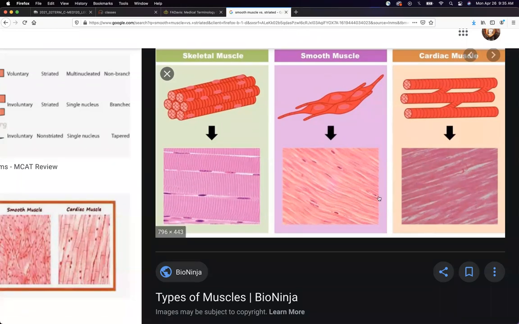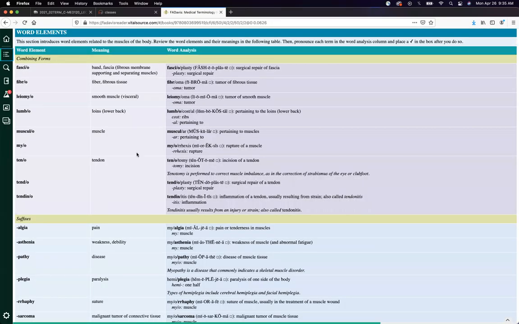And smooth muscle, if I had a tumor of smooth muscle, that's called leiomyoma. And if it was a malignant tumor, leiomyosarcoma, which is not a good thing.